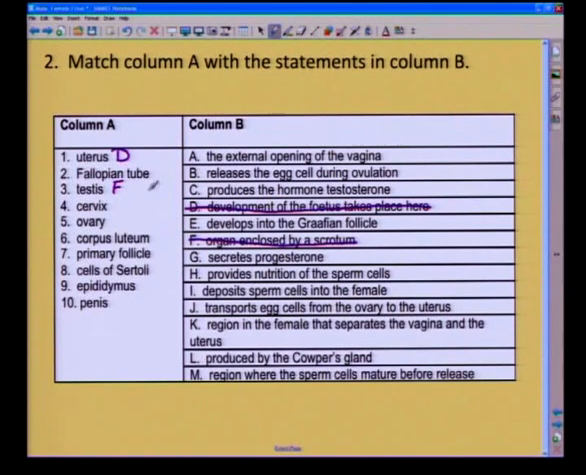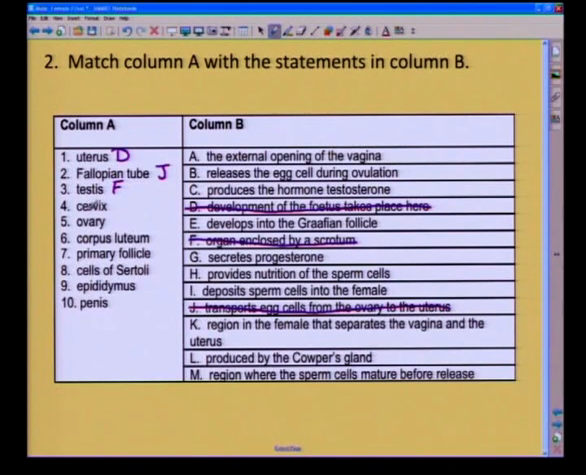We're still looking at fallopian tube. Secretes progesterone, no. Provides nutrition, definitely not. Deposits sperm, no. Transports egg cells from the ovary to the uterus, there we go. So there's the function of the fallopian tube. And this is exactly the process you are going to follow in an exam situation.